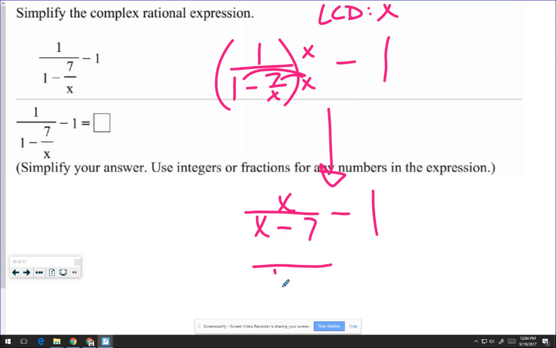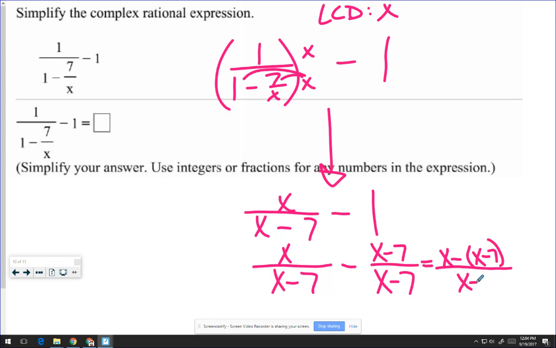Well, in order to multiply these, I would need a common denominator of x minus 7. Nothing happened on the first one. On the second one, it would be x minus 7 over x minus 7. This common mistake would be to forget your parentheses, would be x minus that. If I distribute that minus sign, the x's would cancel and I would be left with negative 7 over x minus 7. And that is pretty much it. So hopefully that makes sense to you on how to simplify a complex rational expression.